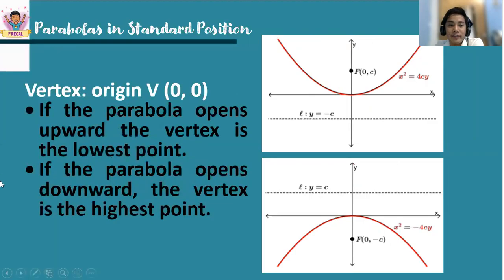So let's talk about the different parts of the parabola in standard position. If the parabola opens upward, the vertex is the lowest point. Do you agree? Okay, so this is the lowest point. And if the parabola opens downward, the vertex is the highest point. So it's the total opposite. Upward means we have a minimum point, and a parabola which opens downward would mean a maximum point of the graph.